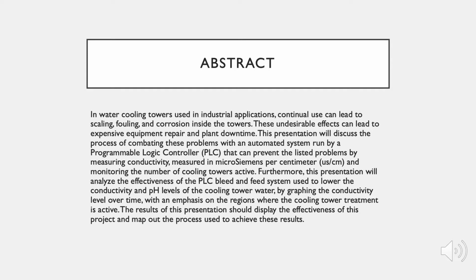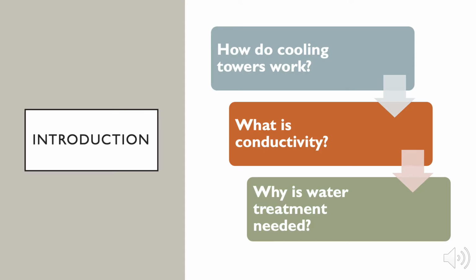towers active. Furthermore, this presentation will analyze the effectiveness of the PLC bleed and feed system used to lower the conductivity and pH levels of the cooling tower water by graphing the conductivity level over time with an emphasis on the regions where the cooling tower treatment is active. The results of this presentation should display the effectiveness of this project and map out the process used to achieve these results. So first, let's look at how cooling towers work in general, what conductivity is, and why water treatment is needed.